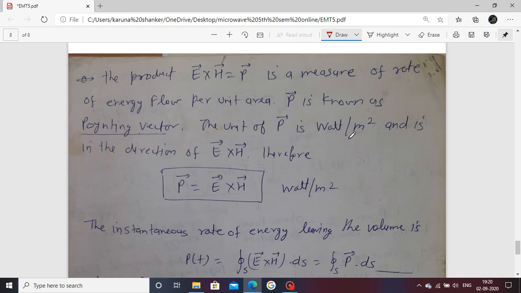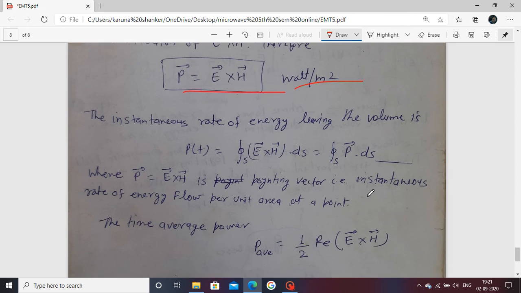Now we move to the next, your Poynting vector. The Poynting vector is the product E cross H, represented by capital P, and measures the rate of flow of power per unit area. That is called the Poynting vector. The unit of the Poynting vector is watt per meter square. This shows the relation E cross H is equal to P, which indicates the Poynting vector. Unit is watt per meter square.